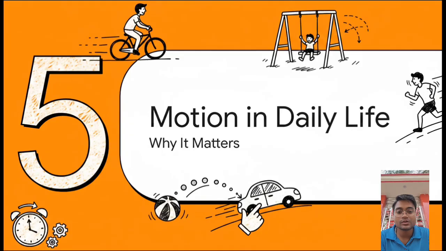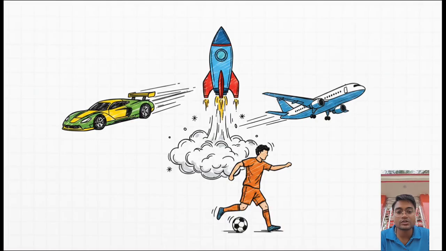Section 5. Motion in daily life. Why it matters. Why do we actually study this? Because the physical principles of motion literally run our world. These mathematical rules are what engineers use to power cars and airplanes safely. They're absolutely essential for understanding and improving human performance in sports. They are the exact calculations that allow us to launch rockets into orbit. Simply put, without the principles of motion we just mapped out, absolutely none of our modern transportation would function.